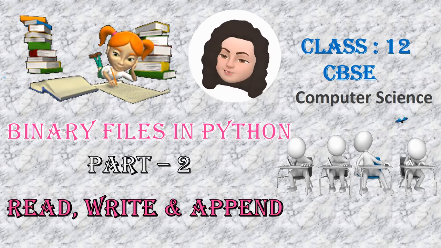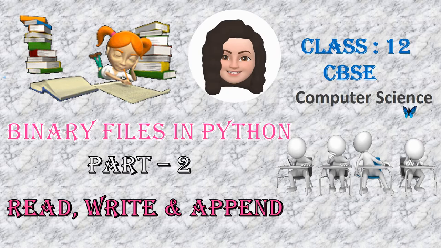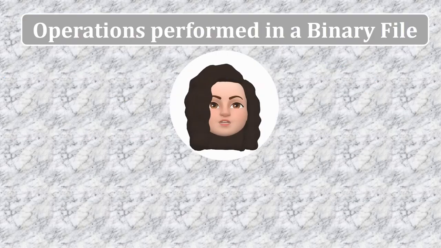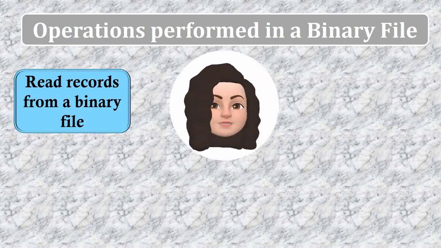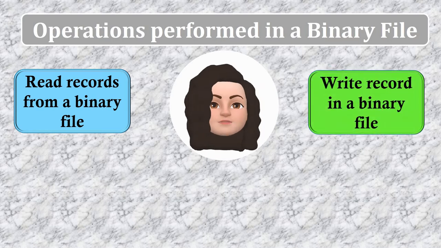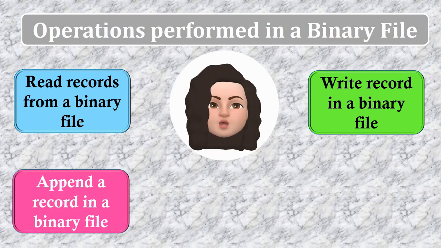Now let's jump into programming. What are the operations that can be performed in a binary file? Read records from a binary file. Then you can write record in a binary file. While writing, what happens? The previous content will be truncated or deleted and the new content will be overwritten. Then append a record in a binary file. At the end of the previous existing data, you can add new data, that is appending.